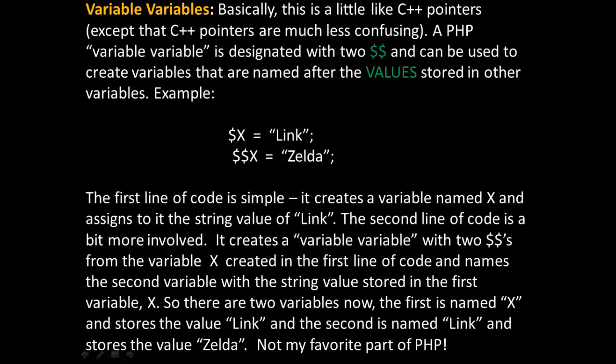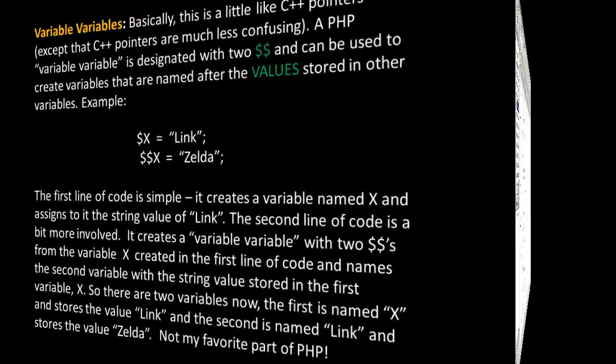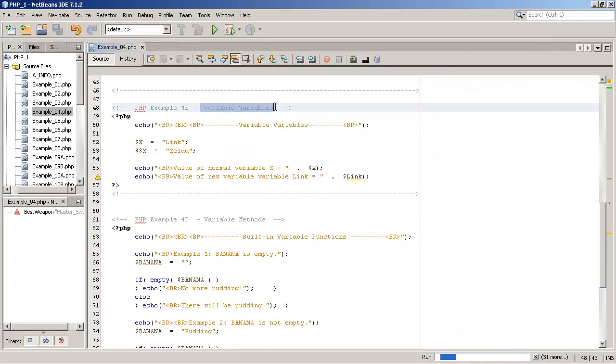Again, if this sounds confusing, I'm with you. It's not my favorite part of PHP, but it can be useful in some applications. This example depicts a variable variable. Notice we have two variables, a normal variable that holds the value of link and is called x. We have a variable variable. What it's going to do then is create a variable using the value stored in x as the variable name, and then it will assign the value Zelda.